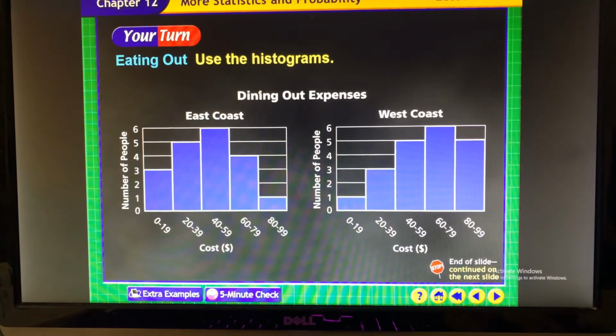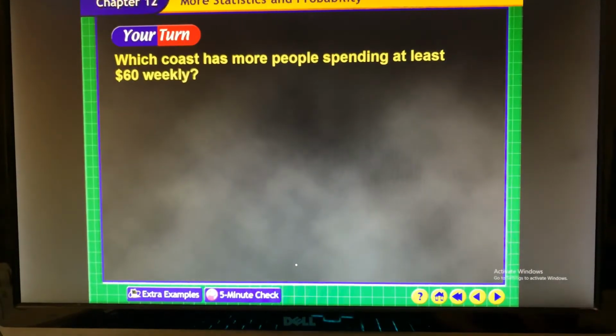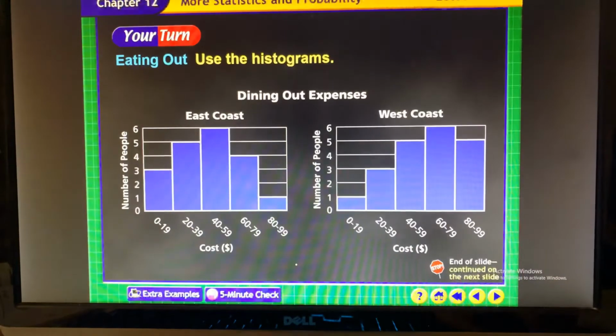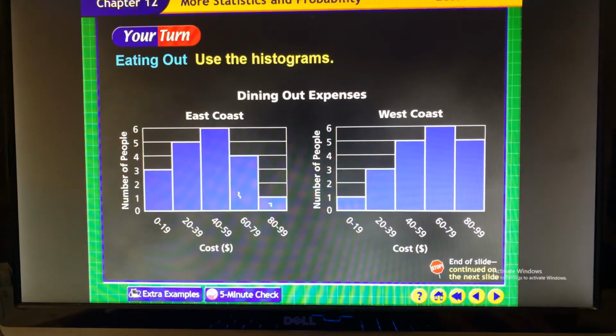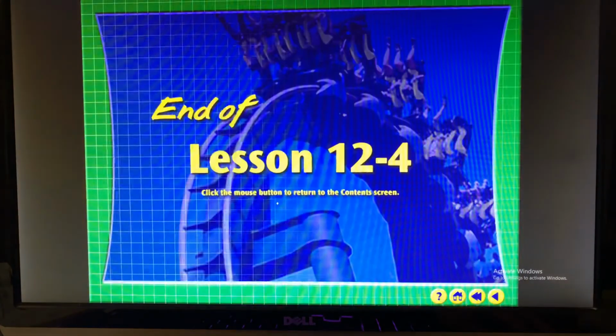Next question: use these histograms for dining out. You're dining out on the East Coast versus the West Coast, and the cost it is. Between $0 and $19 is the number of people who spent that amount, between $20 and $39 is the number of people who spent that amount on the East Coast, and so on. First question, which coast has more people spending at least $60 a week? At the very least, so we're looking at this one, this one, this one and this one. But definitely West Coast, and that's it.